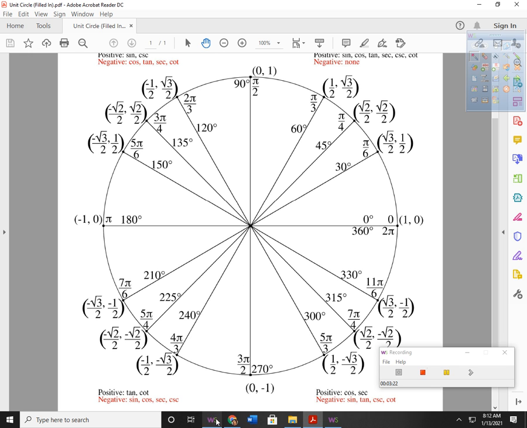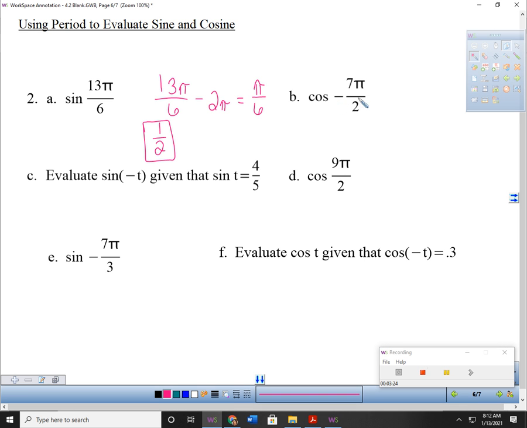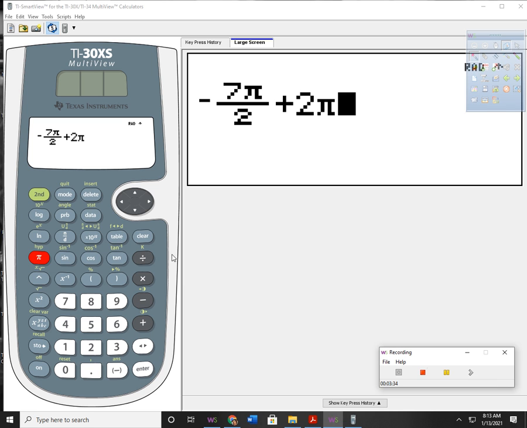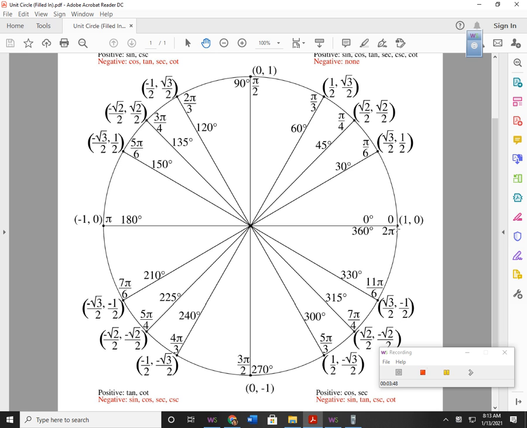But instead of just counting and counting and counting, I could just add 2 pi to that. So I'm going to add 2 pi to the negative 7 pi over 2. When I put that in and press enter, I get negative 3 pi over 2. So I'm still not at an angle that I recognize on my unit circle, right? That means I've gone more than one revolution backwards. If you went backwards 7 pi over 2, that'd be 1, 2, 3, 4. That's 1 all the way around, right? 5, 6, 7. So if I were to add one more time, I should be at pi over 2 here.